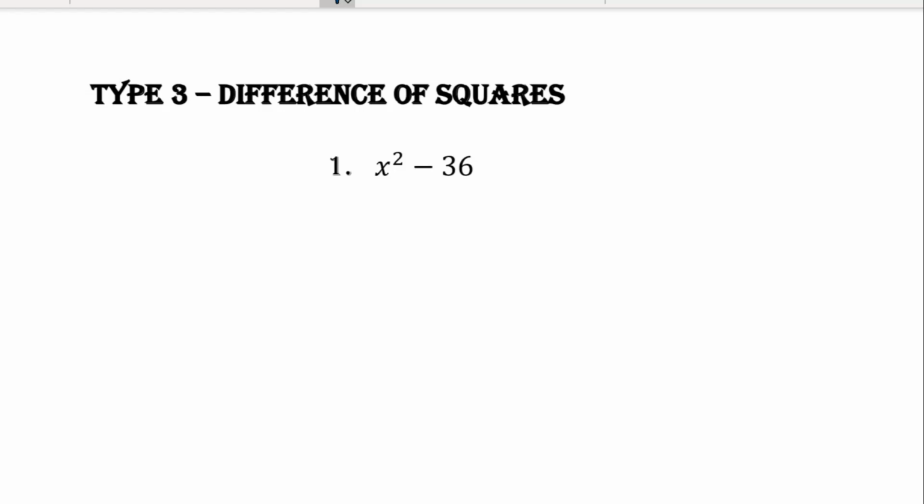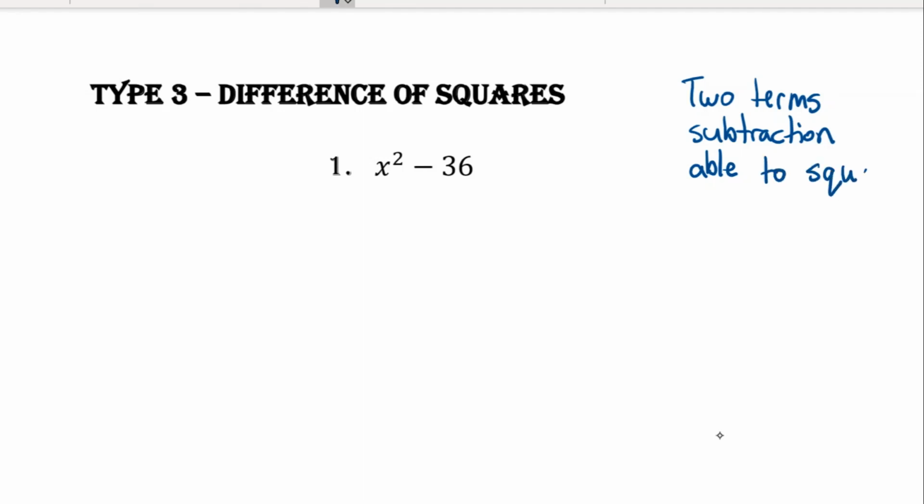Our third type of factoring is difference of squares. In this factoring, we need to have only two terms, and we need subtraction. Our third criteria is we need to be able to square root each of the terms.